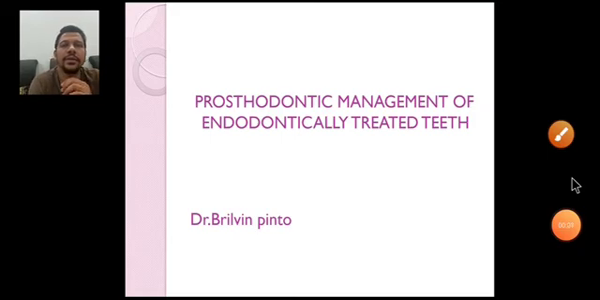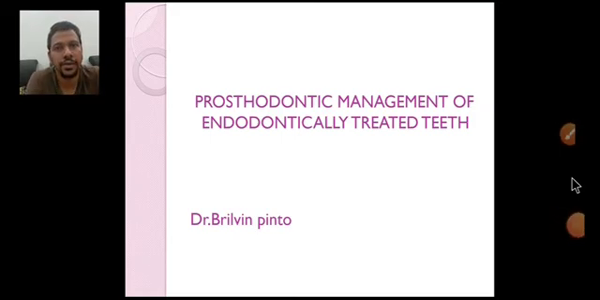Hi everyone. Today I'm here to discuss our new topic, that is prosthodontic management of endodontically treated teeth. How you can treat a tooth which is root canal treated in a prosthodontic way. The usual manner of treatment is familiar to everybody. You all know you have to give a crown for a root canal treated tooth. That is the usual way, which is not my topic of interest here. So I will talk about the unusual methods in which you can rehabilitate such root canal treated teeth.